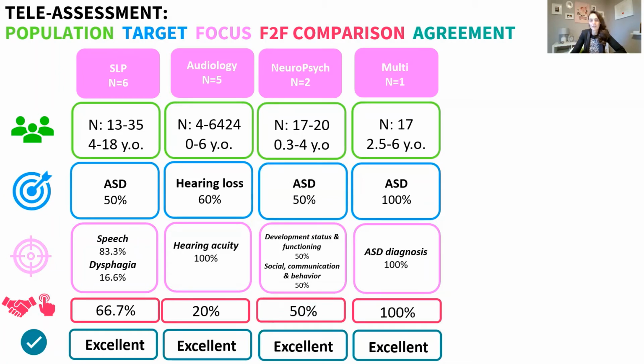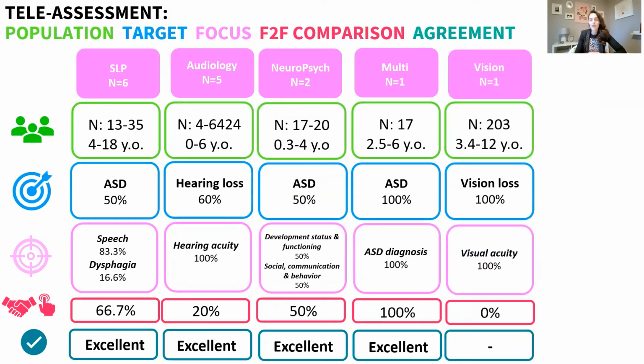The vision study included 203 individuals aged 3.4 to 12 years old with vision loss, and they looked at assessing visual acuity. This study, however, did not perform a face-to-face comparison, so we cannot comment on the agreement of the study. However, clinicians as well as patients and families have reported high satisfaction with the use of the tele-assessment for visual acuity.